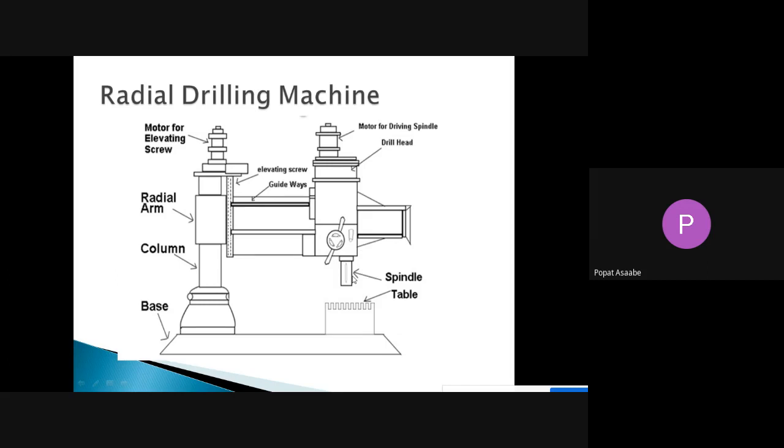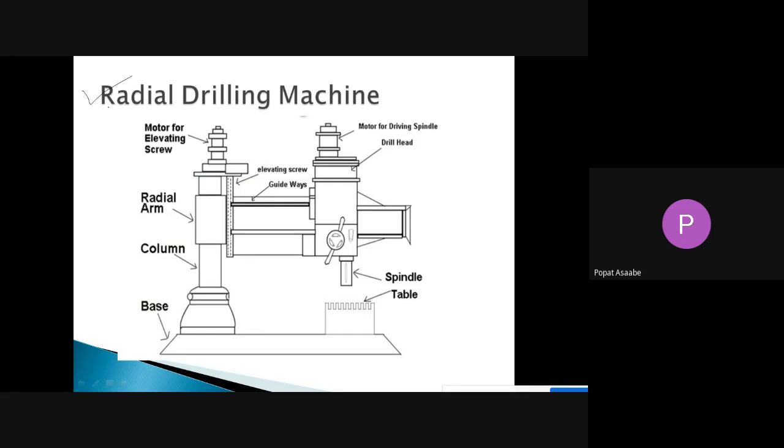Okay, this is the simple basic principle on which our drilling machine works. Now we are going to discuss the next type of drilling machine, that is the radial drilling machine. Now we are going to discuss the radial drilling machine. This is our next type of drilling machine, the radial drilling machine.